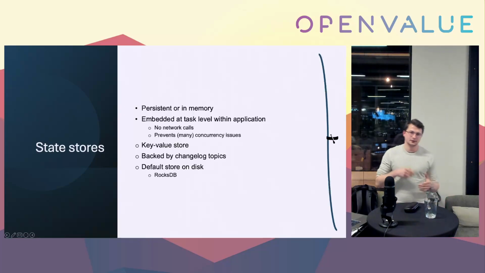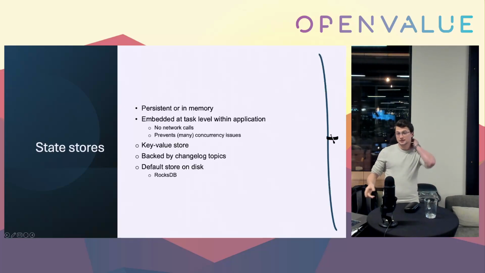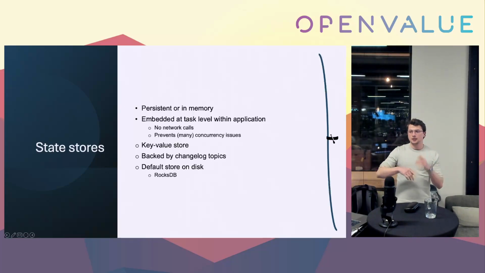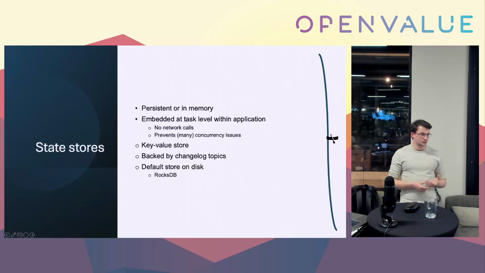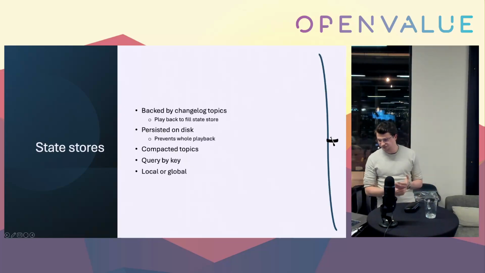So when you create this aggregate, it's not only on your disk, but it's also sent to a Kafka topic, which means that if your application goes down, another one can come up and then say, I want all the data from the changelog topic to fill that state again. And by default, it's stored on disk, and it's stored on a small database called RocksDB, which is developed by Facebook. And it stores it as a key value store, very fast, so very convenient for this use case.